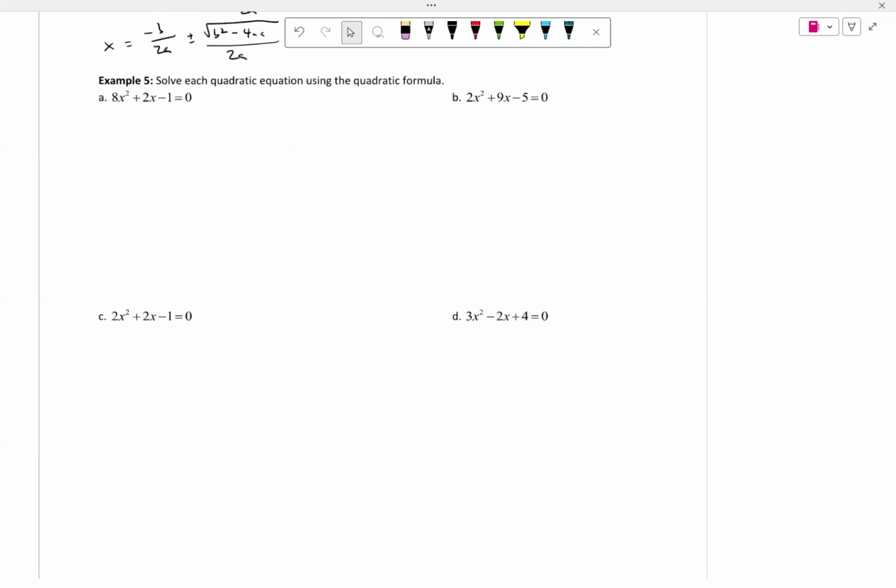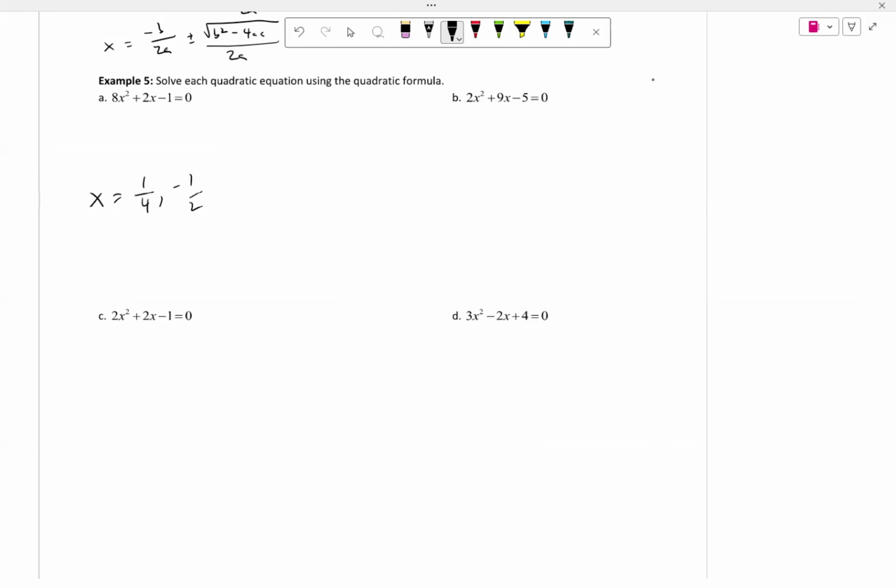Okay. Kyson, can you just tell us your answer for A, please? 1/4 and -1/2. Are we okay with that, everyone? Of course, it should be with this x equals, right? X equals that. Should we go through that at all?